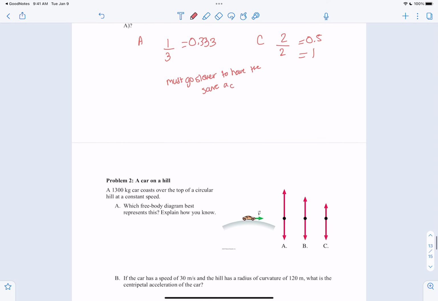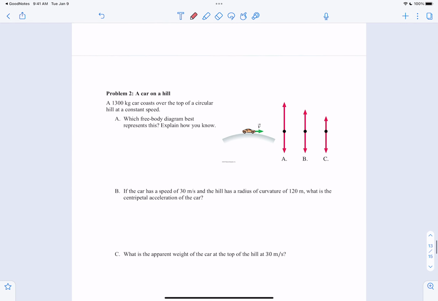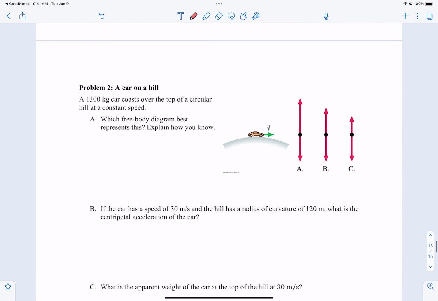Cool. Alrighty. So we're going to move on to problem 2 now. Problem 2 is a car on a hill. We have a 1,300 kilogram car that coasts over the top of a circular hill at constant speed, right? Part A is asking us which free body diagram best represents this. Explain how you know. So this car right here is traveling over a circular path, right? So if we have a circular pathway, what does that indicate? What should we have?